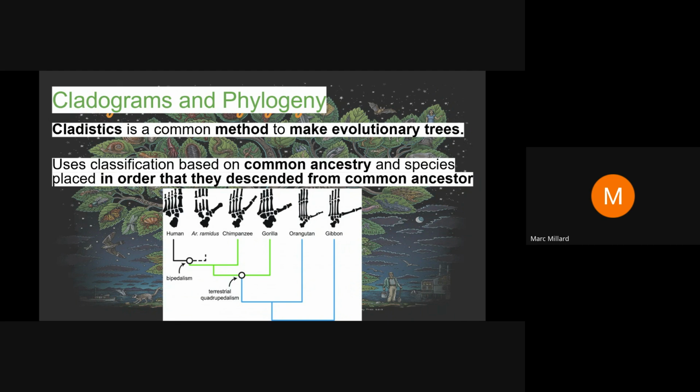So cladistics is a common method to make evolutionary trees. It uses classification based on common ancestry, and species are placed in the order that they descended from the common ancestor. You'll see many differences. Here you can see a bunch of primates like gibbons, orangutans, gorillas, chimpanzees, humans. You can see some of the differences that they have.